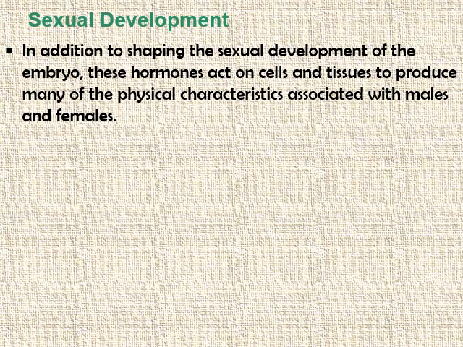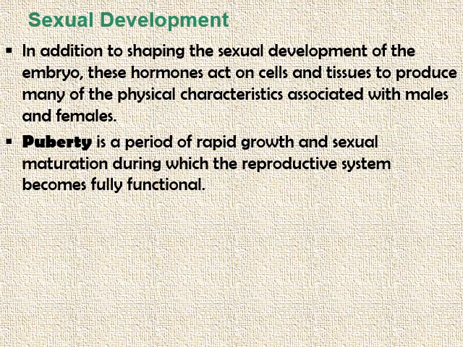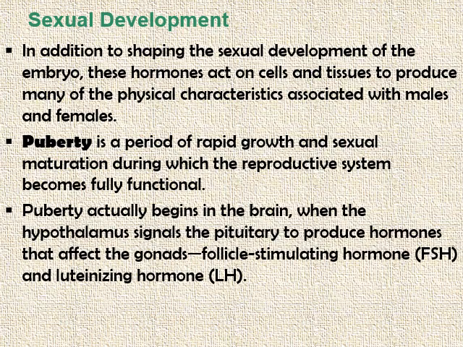In addition to shaping the sexual development of the embryo, these hormones act on cells and tissues to produce many of the physical characteristics associated with males and females. Puberty is a period of rapid growth and sexual maturation during which the reproductive system becomes fully functional. Puberty actually begins in the brain when the hypothalamus signals the pituitary to produce hormones that affect the gonads. These hormones are follicle stimulating hormone (FSH) and luteinizing hormone (LH).